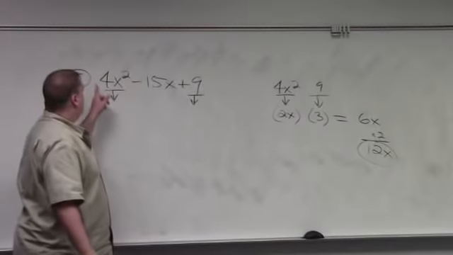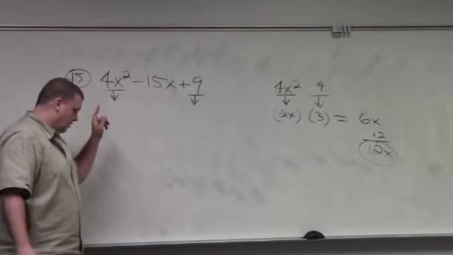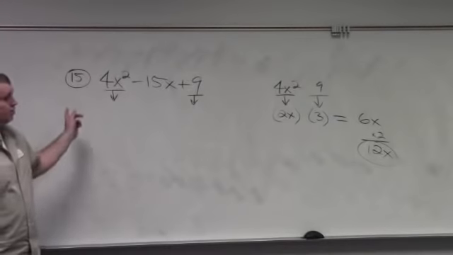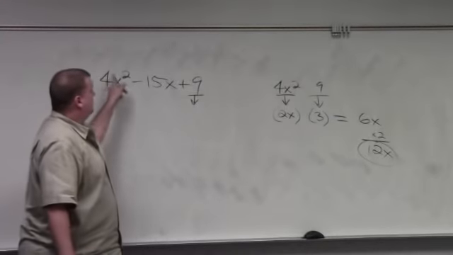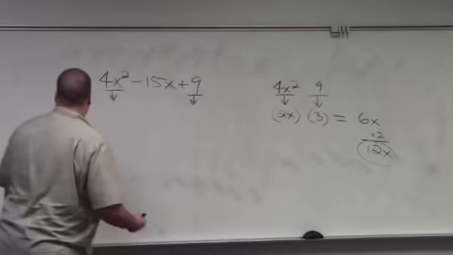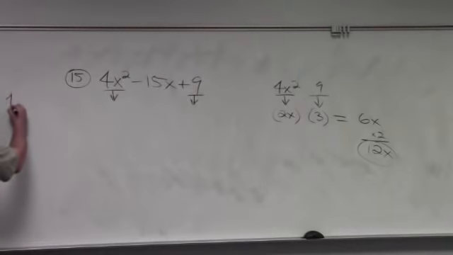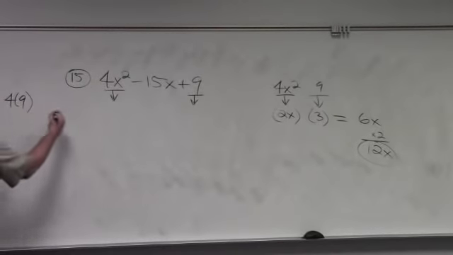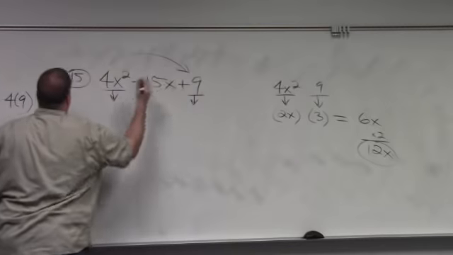Is the leading coefficient 1? No. So we have to do the front times the back, the right way. So we have to do 4 times 9, 36.